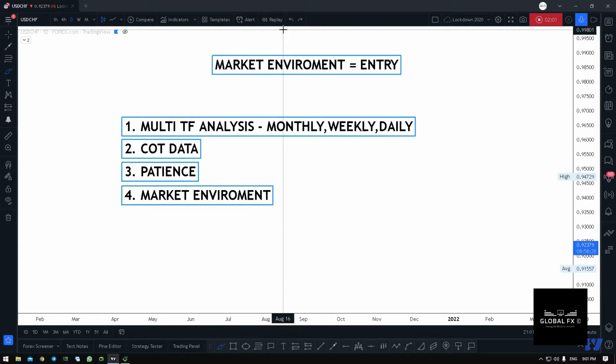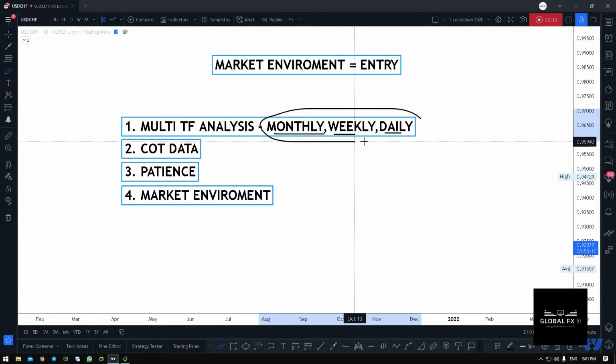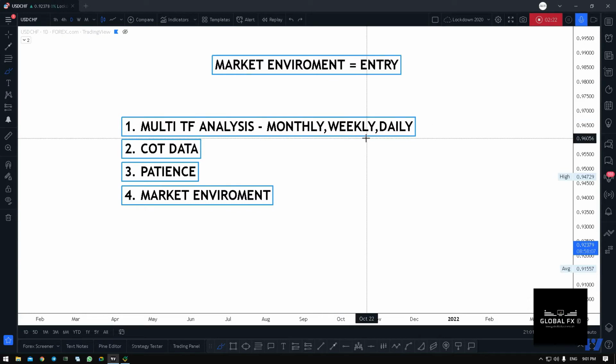This is what you need, multi-time frame analysis, which means that you need to do a multi-time frame analysis of the monthly, the weekly, and the daily. All these 3 time frames should be lining up together. They should be bullish together. They should be bearish together. They should be the same.